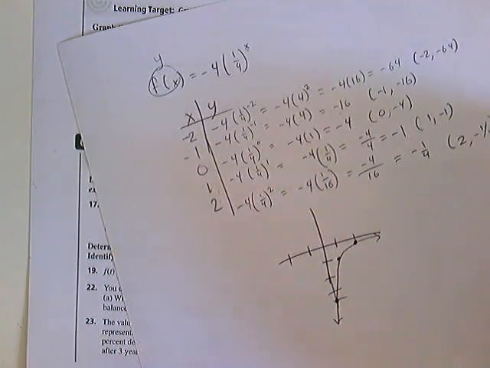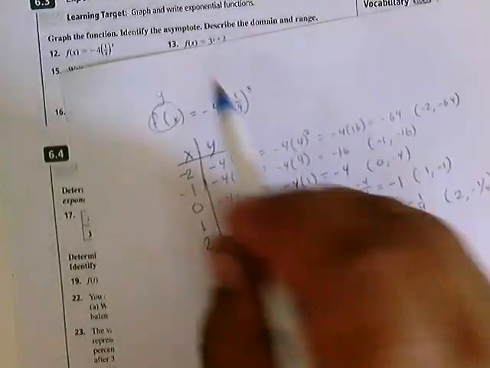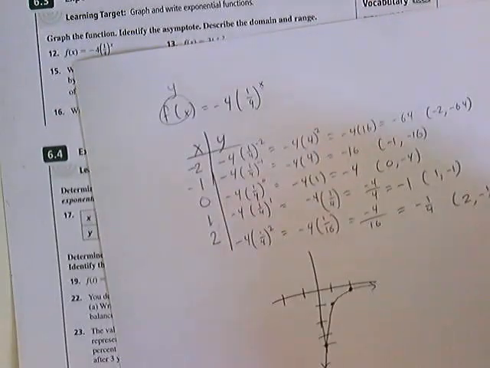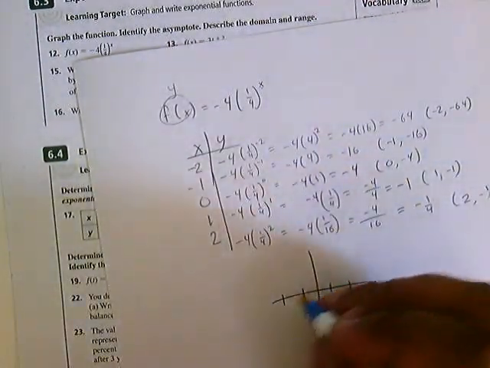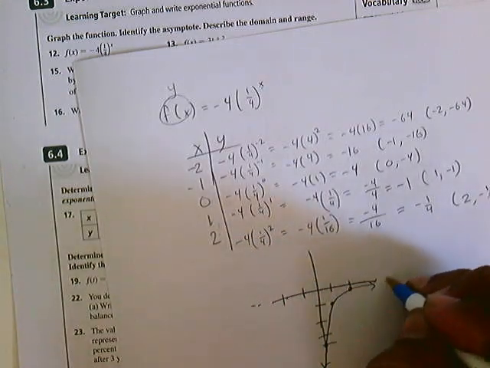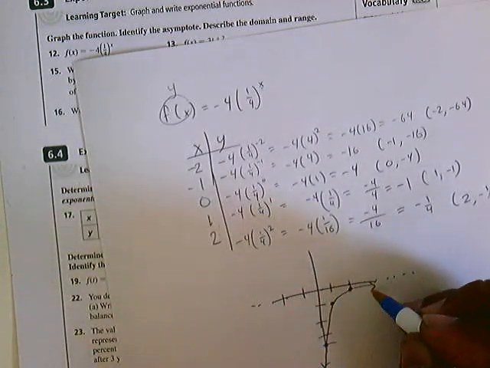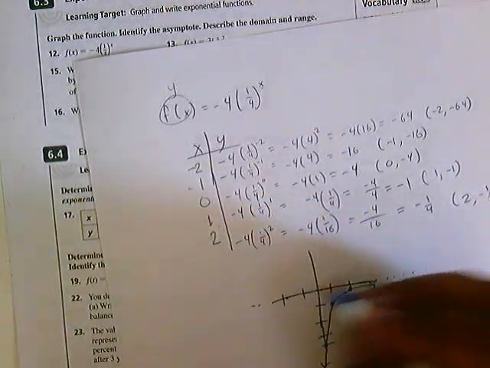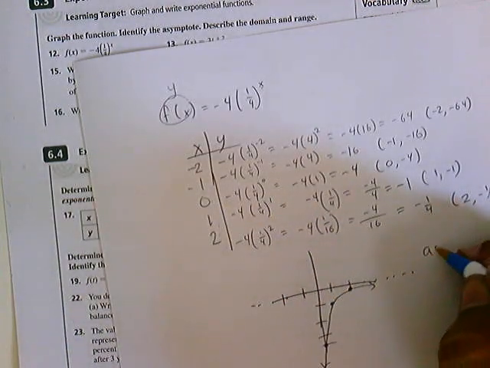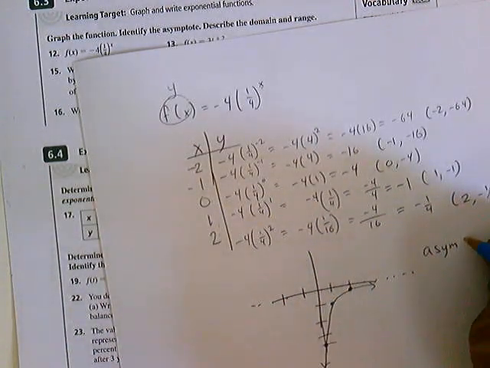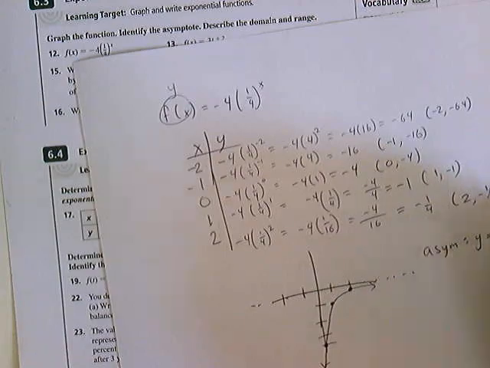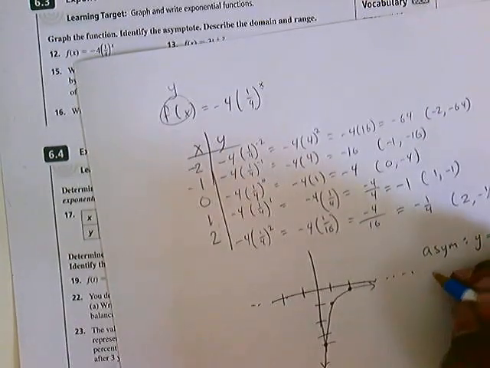Okay, that's my graph. Now they're also asking me to identify the asymptote. The asymptote is the line that our curve does not cross. You'll see it begin to bend before it gets there. And what is the name of this line? Our asymptote is going to be y equals 0. What is the domain and range?